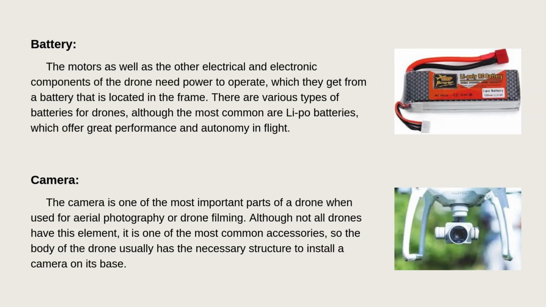Battery. The motors, as well as the other electrical and electronic components of the drone, need power to operate, which they get from a battery that is located in the frame. There are various types of batteries for drones, although the most common are LiPo batteries, which offer great performance and autonomy in flight. Camera. The camera is one of the most important parts of a drone when used for aerial photography or drone filming. Although not all drones have this element, it is one of the most common accessories.